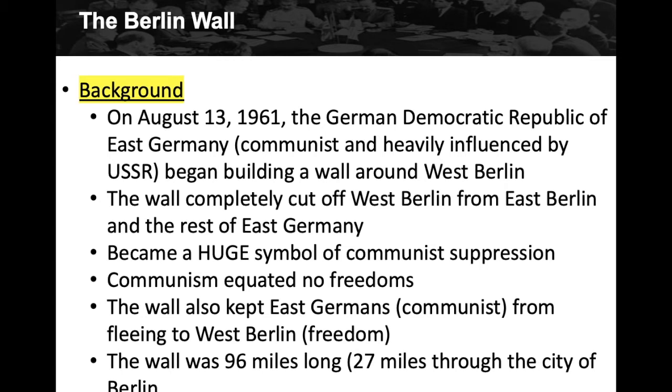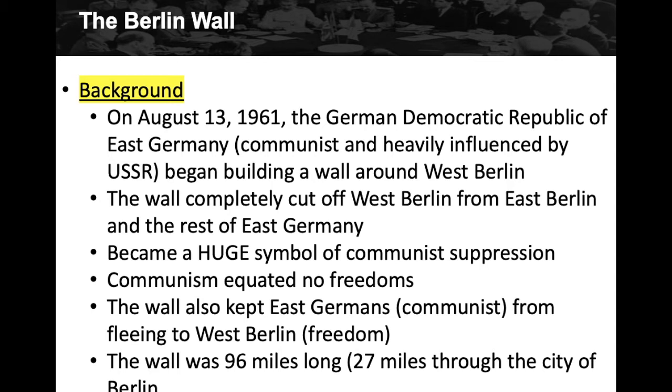This became a huge symbol of communist suppression. By doing this, it made them look terrible. This was a huge issue because it made them look like evil tyrants who suppressed an entire city. So communism was equated with no freedom.